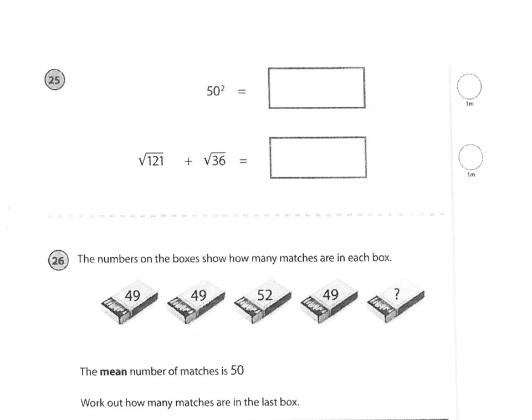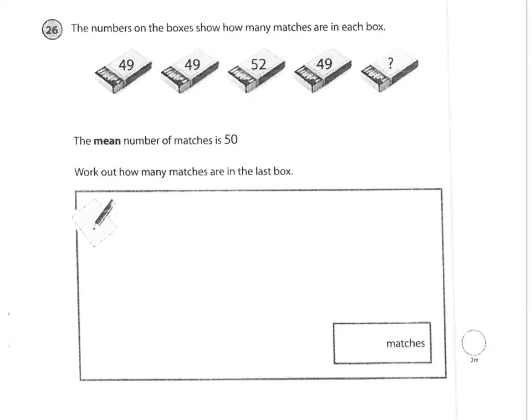Question 25. 50 squared. Now this means 50 times 50. So 5 5s are 25, and then we add the 2 zeros, giving us 2,500. Second question. Square root 121. Now that's 11, because 11 11s make 121. And square root 36, which is 6, because 6 6s make 36. We add them together, and that gives us 17 as our answer.